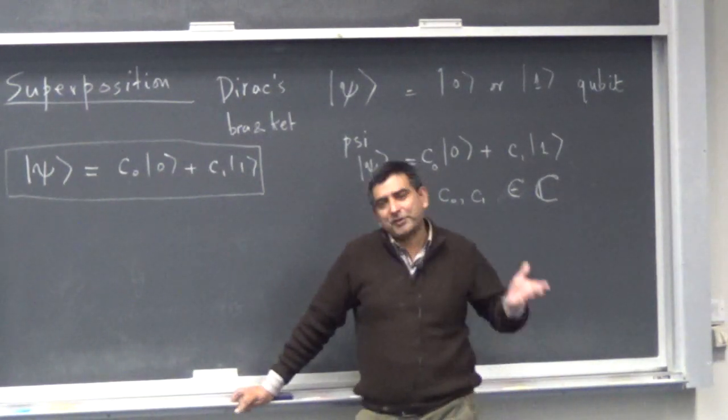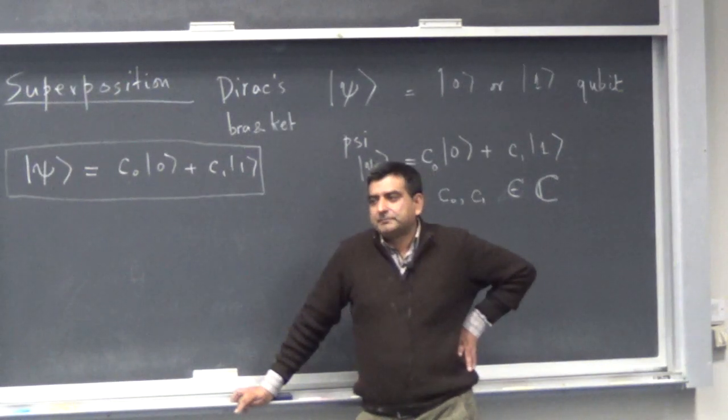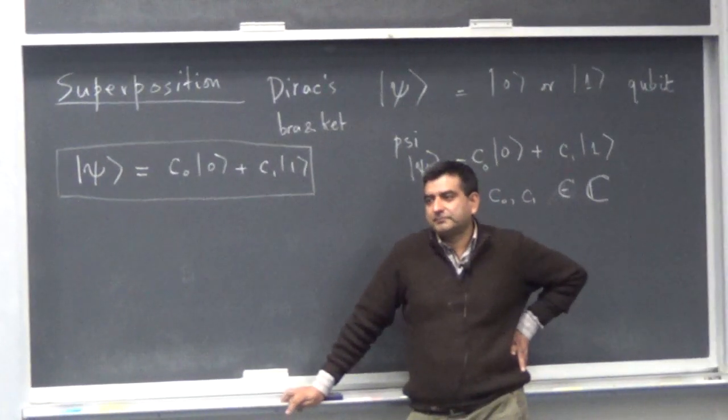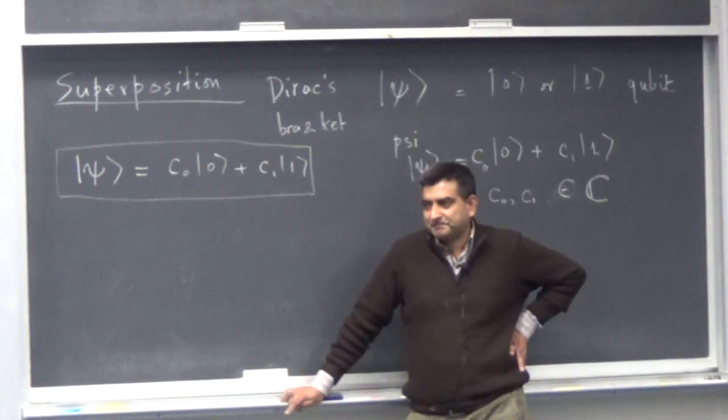All right, examples, let's look at examples. Is it for one electron? It's one quantum object, yeah, one qubit. Yes.